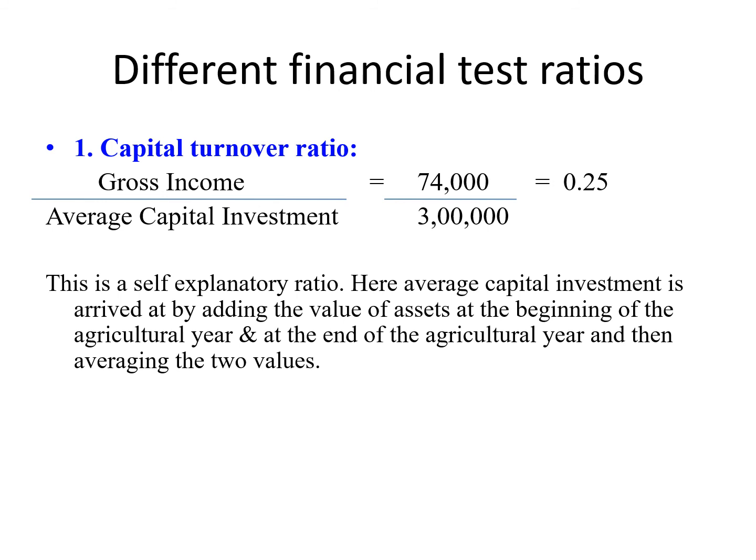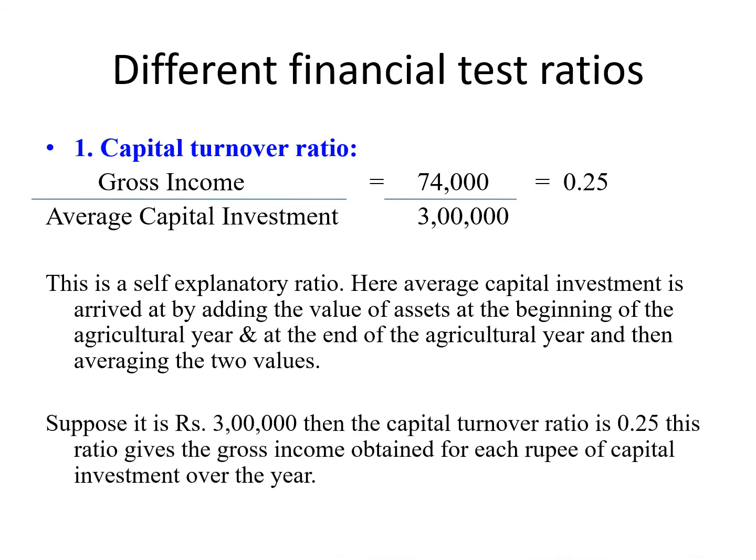This is a self-explanatory ratio. Here the average capital investment is arrived at by adding the value of assets at the beginning of the agricultural year and at the end of the agricultural year, and then averaging these two values. Suppose it is rupees 3 lakhs, then the capital turnover ratio is 0.25. This ratio gives the gross income obtained from each rupee of capital investment over the year.